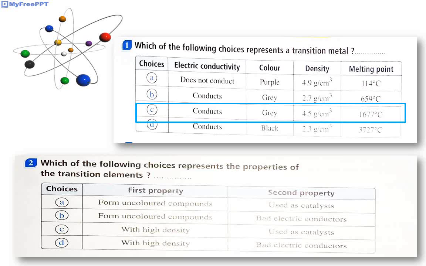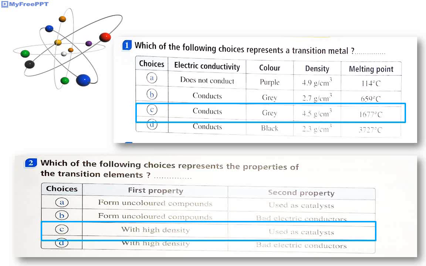So B and D are wrong. We are discussing A and C. The main property of them is high density. They have high density, or heavy metals, and they are used as catalysts in any reaction as they are very active elements.